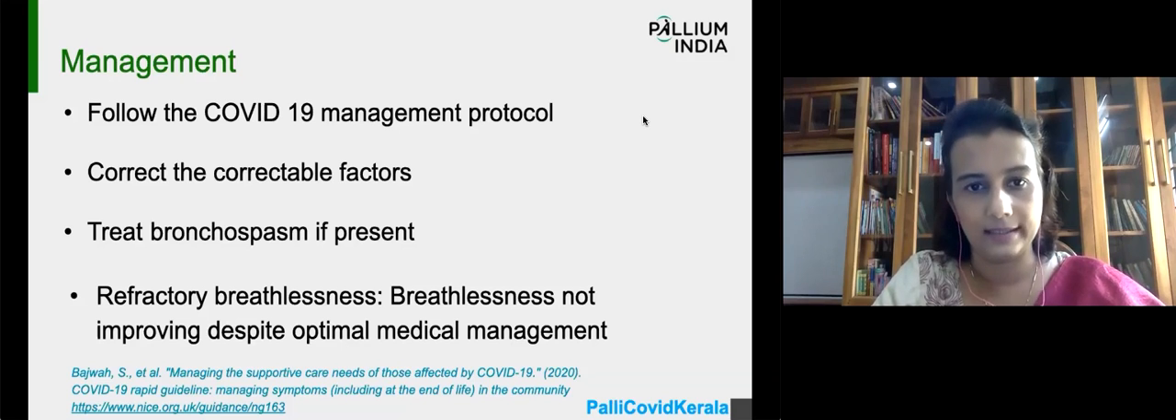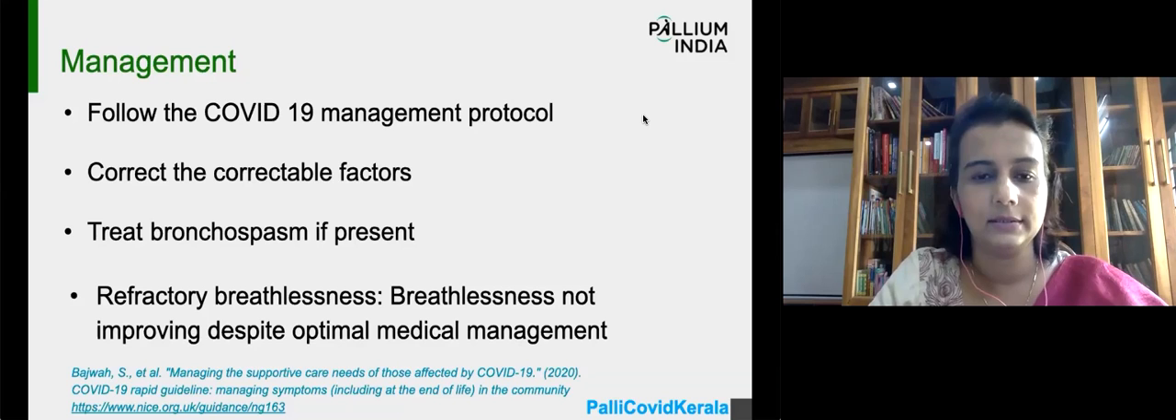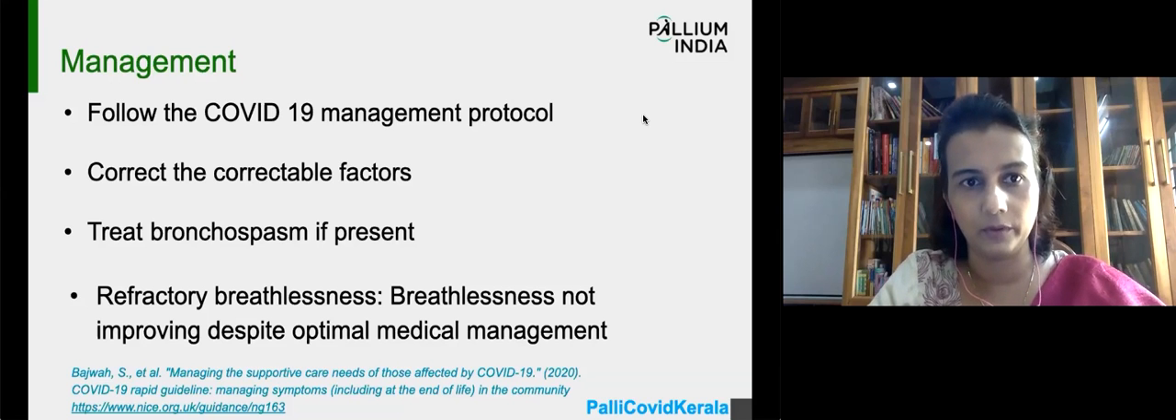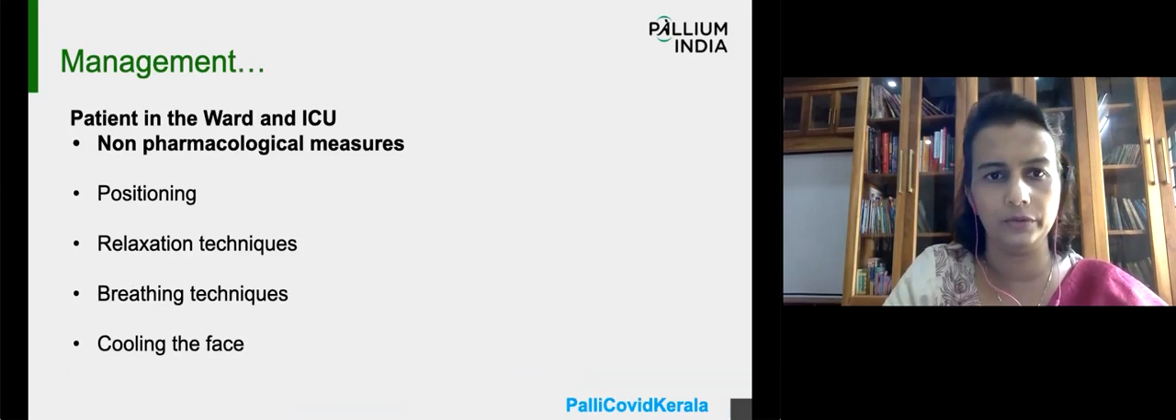Treat the bronchospasm if present, and in spite of all that, one of the terms that we have used in our ebook is refractory breathlessness, which we have defined as breathlessness that is not improving despite optimal medical management. Once you reach that stage, that's when we start with the symptom management of refractory breathlessness, and this is mentioned in our ebook. So how do you do that?